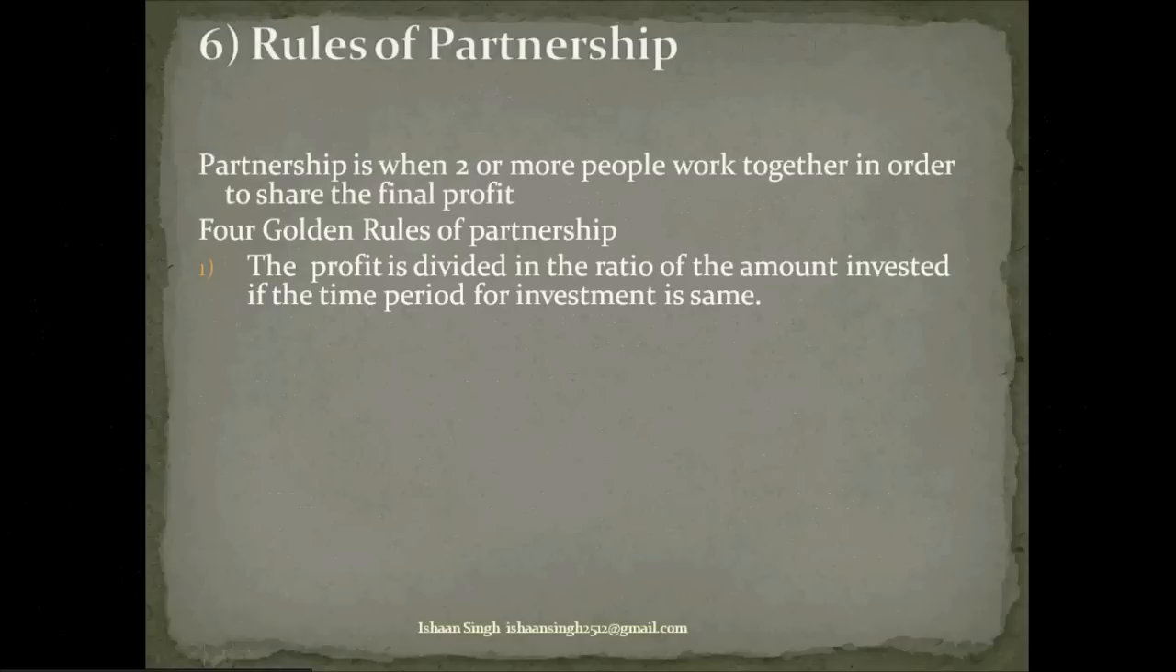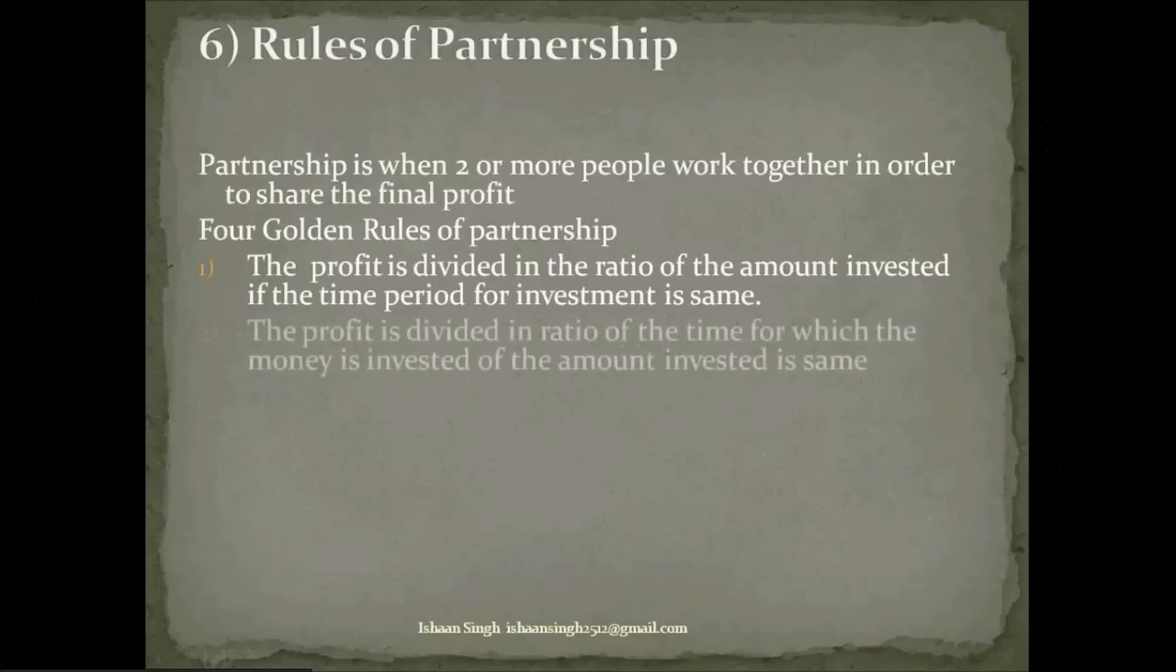Suppose you and your friend start a company and you both invest a certain sum of money for 1 year. You are investing 10,000 and your friend is investing 5,000. So now your profit will be divided in the ratio of 2:1. Obviously you have invested more, so you will be getting more. The second rule says the profit is divided in the ratio of the time for which the money is invested, if the money invested is the same.